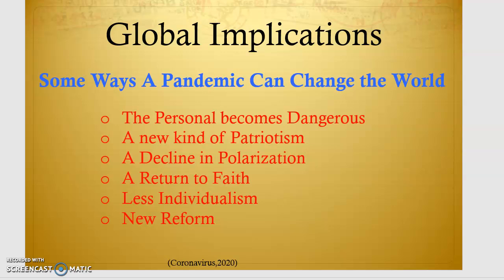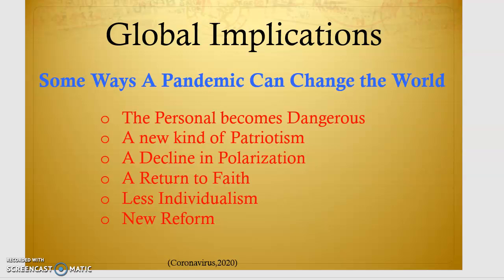Some ways a pandemic can change the world. I thought this was interesting because it does list, I just listed 6 of the ways it can change the world. There were many more, but I thought these hit home and were more applicable to the current situation.